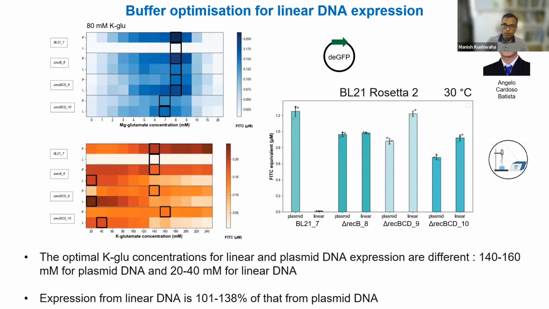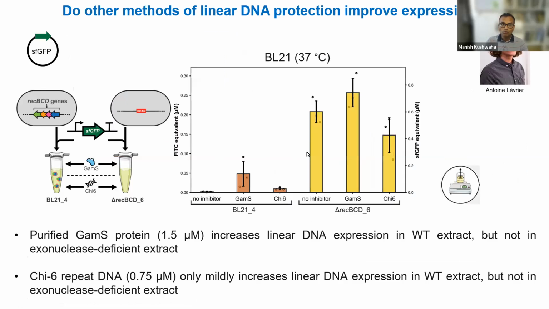So this was very promising. And this meant that we could make these extracts and use them for our prototyping applications and so on. But we wanted to ask a few more questions. So I told you that there are other ways of protecting linear DNA. You can add supplements like GamS or Chi DNA. And we wanted to know if there was some kind of synergistic effect that we would find if we combine the two.